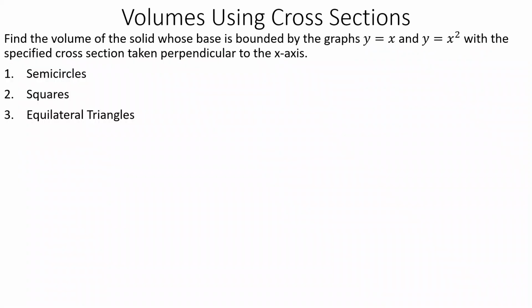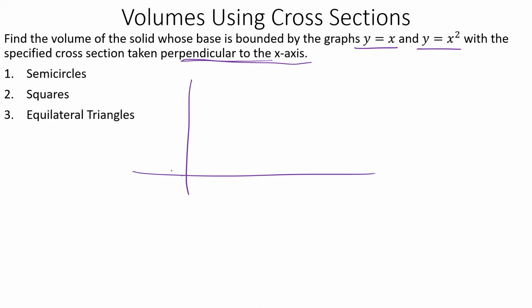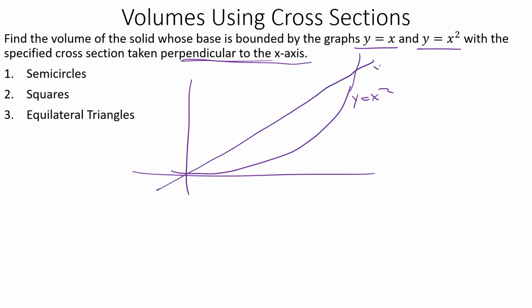One more here. Find the volume of the solid whose base is bounded by the graphs y equals x and y equals x squared, with the specified cross-section taken perpendicular to the x-axis. Let's take a look at this region. Here's my x squared graph, and here's my y equals x graph. This is where they cross, at 1, 1, and they also cross down here at 0, 0.